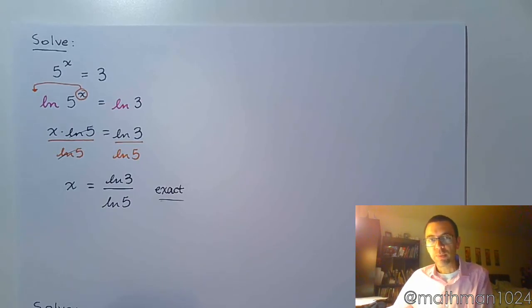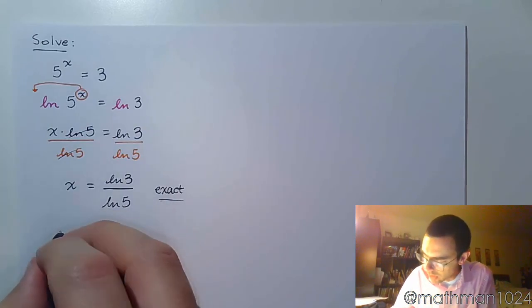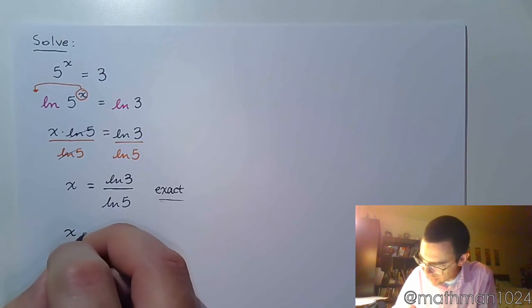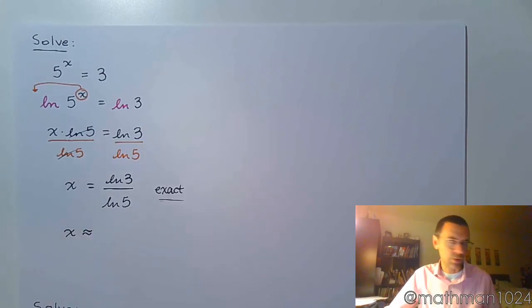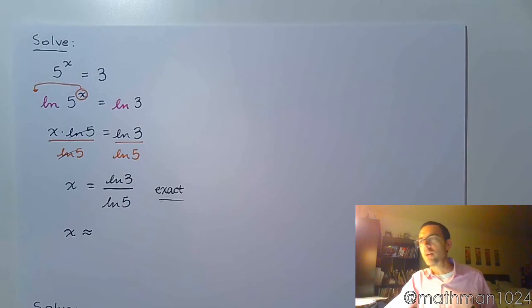And in a lot of these problems, especially when you're doing them through MyMathLab, they may say give an exact value, but they may also say to give a decimal approximation, say rounded to the nearest thousandth. Okay, so if we do that, that means x is approximately equal to, and this is where you need to go to either a graphing or a scientific calculator to type this in and get your answer.